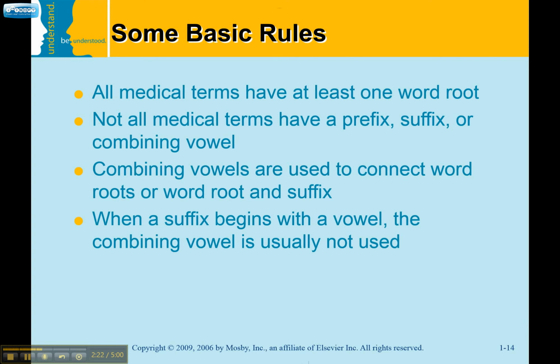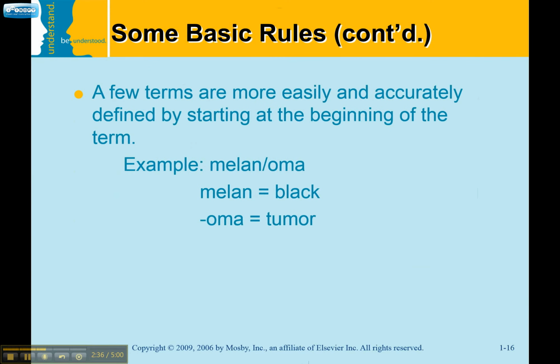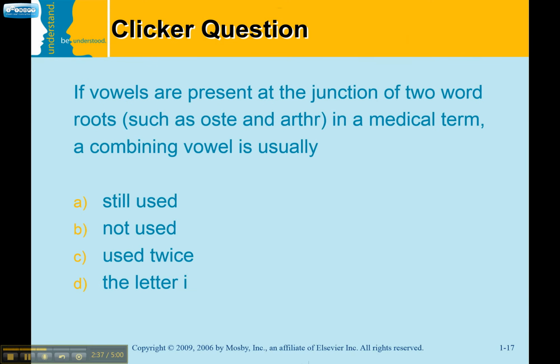And not all medical terms are going to have all four parts: a prefix, a suffix, a combining vowel, and a root word. They're always going to have a root word, obviously, but the other things aren't necessary to make a word. So we're just going to quickly go through some of these.